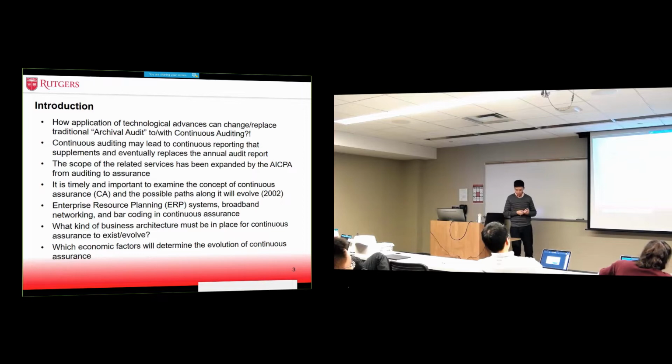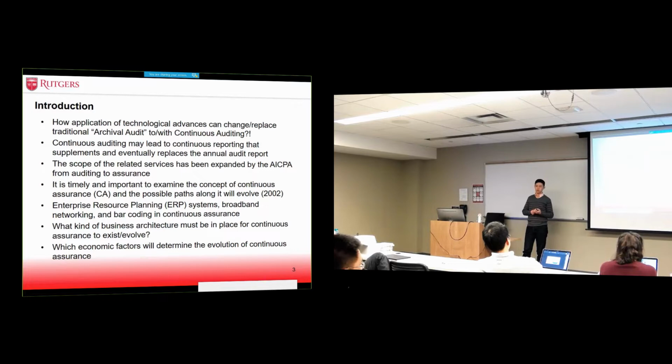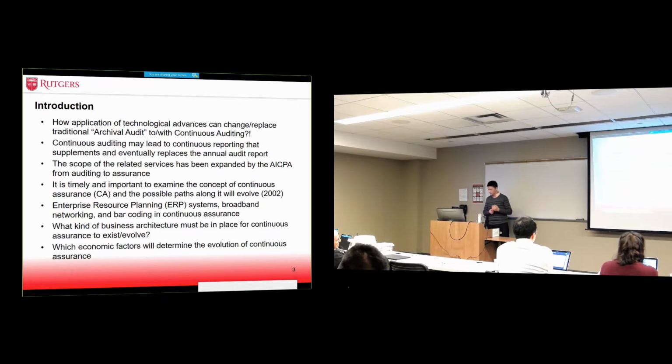The paper gives the main difference between audit and assurance. The first paper discusses the difference between continuous assurance and continuous auditing, and what the meaning of audit is. It also gives specific examples of how continuous assurance adopts developments from technological advancements like ERP systems, broadband networking, and barcoding. Lastly, it gives the business architecture that has been put in place for continuous assurance.